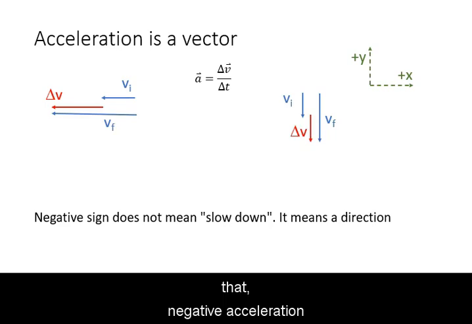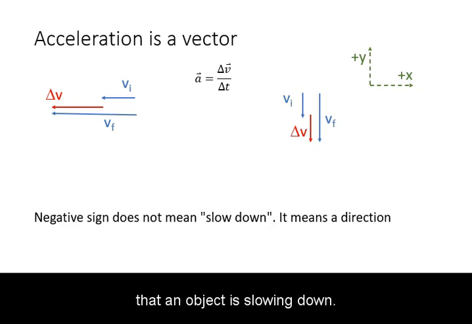Be warned that negative acceleration does not mean that an object is slowing down. As a vector, the negative sign means opposite the direction of the coordinate system you set up. In these examples, the change in velocity and hence acceleration point towards negative coordinates.